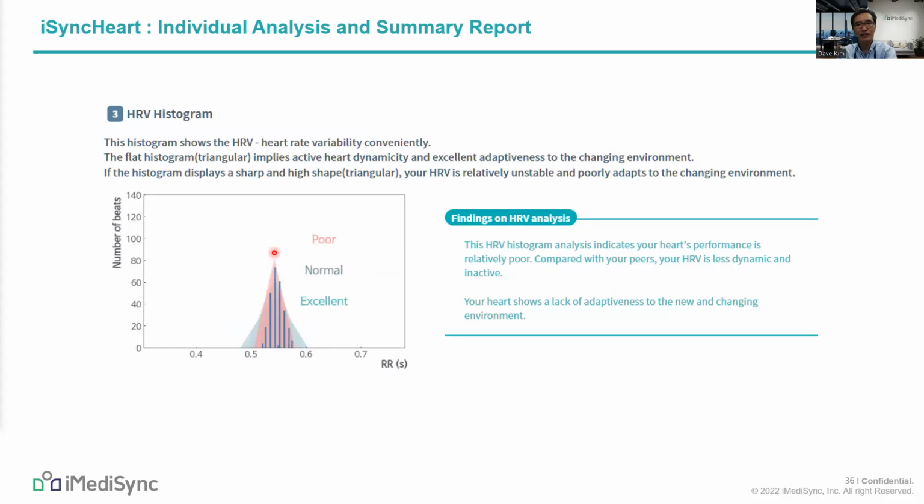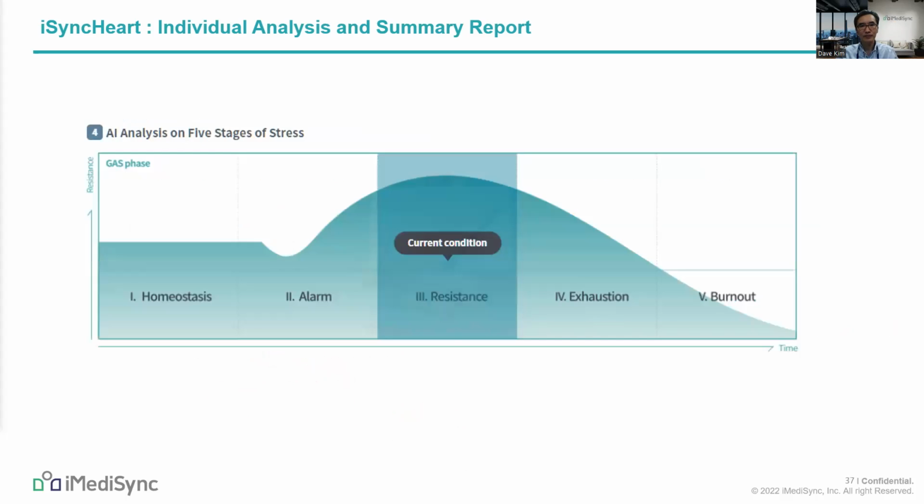In the HRV tachogram, the histogram shows a very sharp distribution. This we usually call high kurtosis, which means very poor cardiac flexibility. A very wide pattern means very superior cardiac flexibility. In this case, very poor.